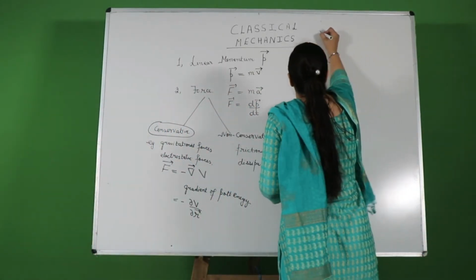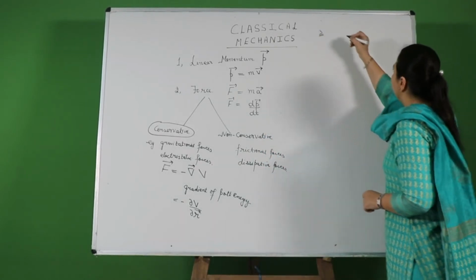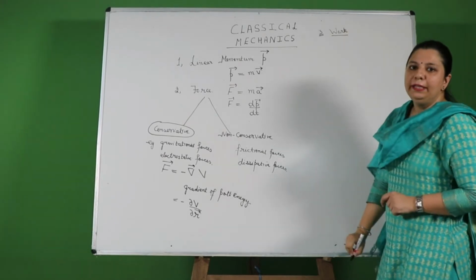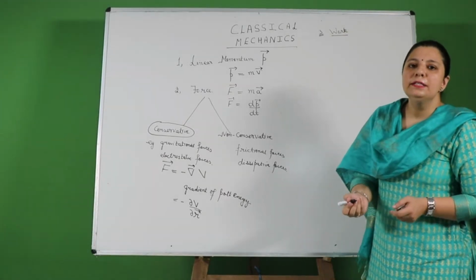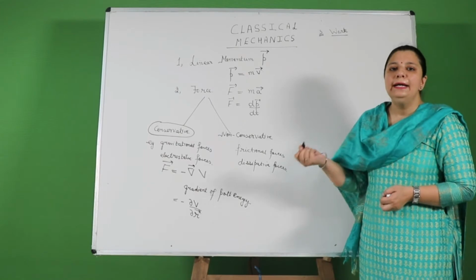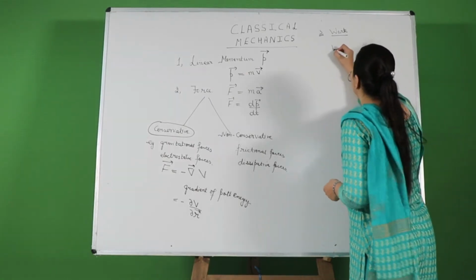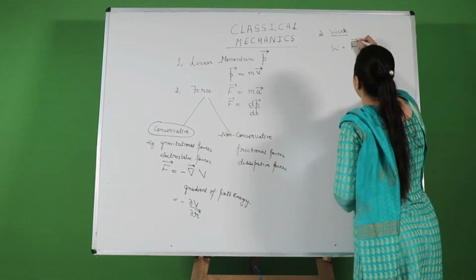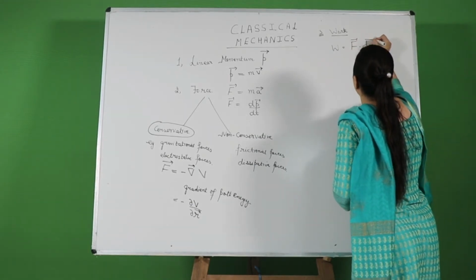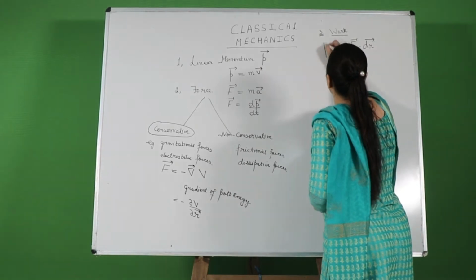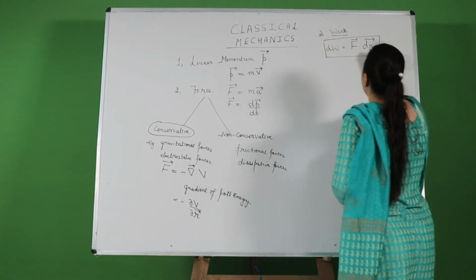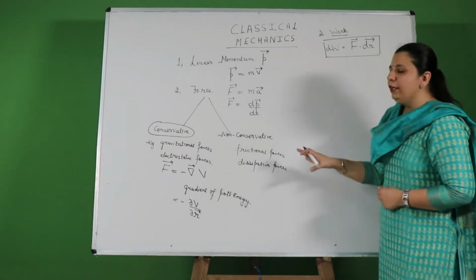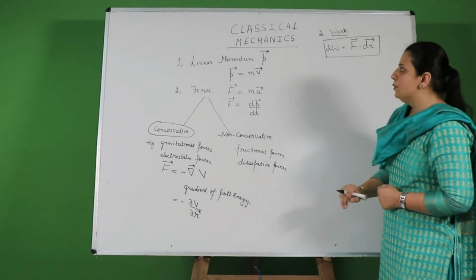Third quantity in which we are interested is the work done. So what is work basically? Work is defined as the dot product of force and displacement. So suppose if dr is the small displacement, then the small work done for this displacement will be F dot dr, okay, where F can be a conservative force or it can be a non-conservative force.